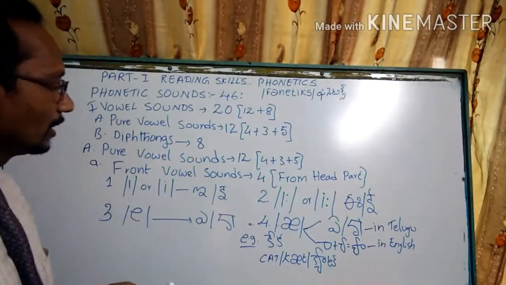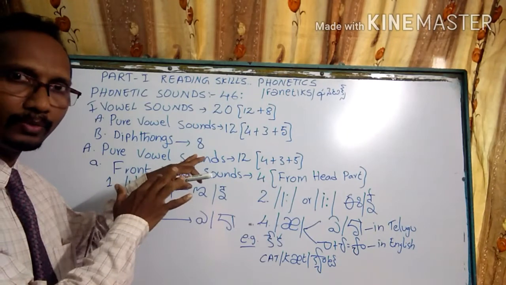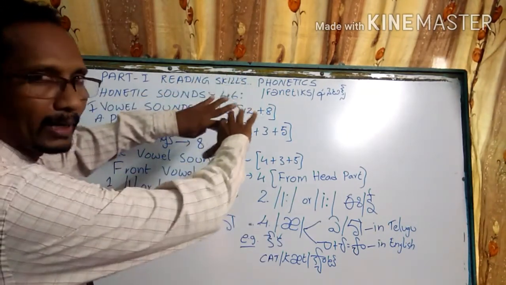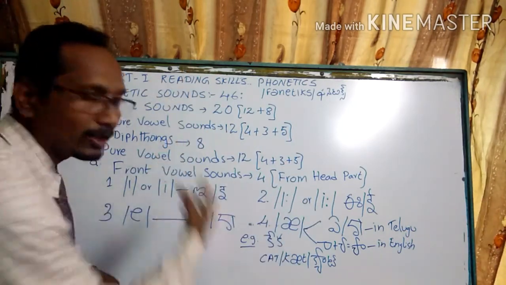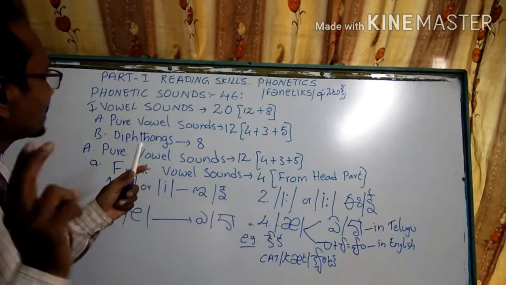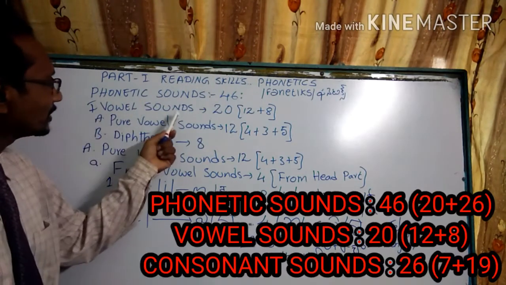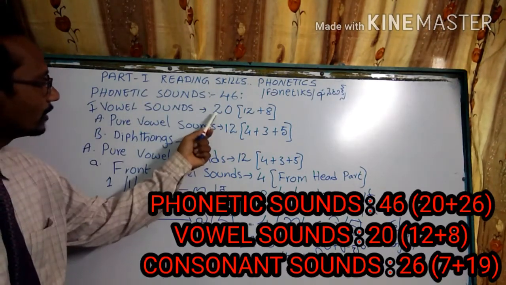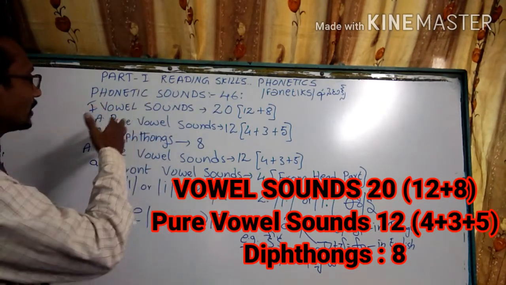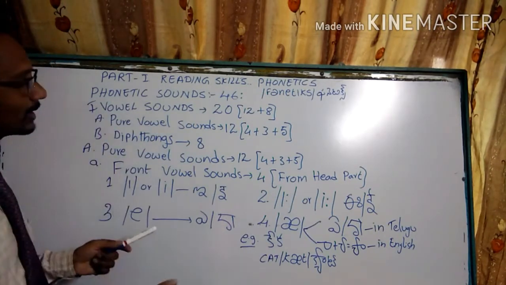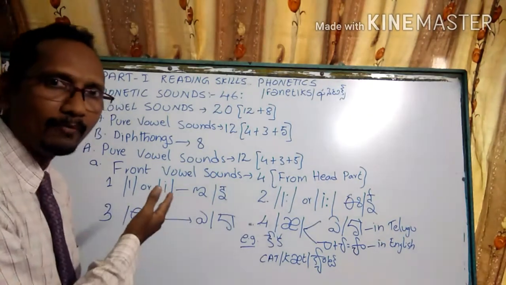My dear students, just before, I gave you only a graphic of how they are divided. Now I am giving the detail. This way we continue the class. Regarding the second topic, types of phonetic sounds, we have 46. They are divided into vowel sounds and consonant sounds, 20 and 26. I am giving the 20 vowel sounds right now. After that I will give you the consonant sounds. First, let us know about the vowel sounds.